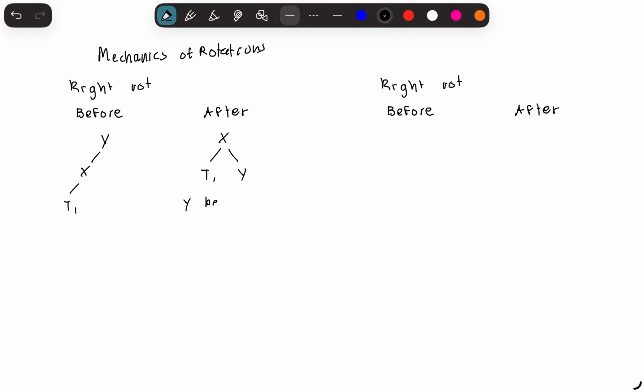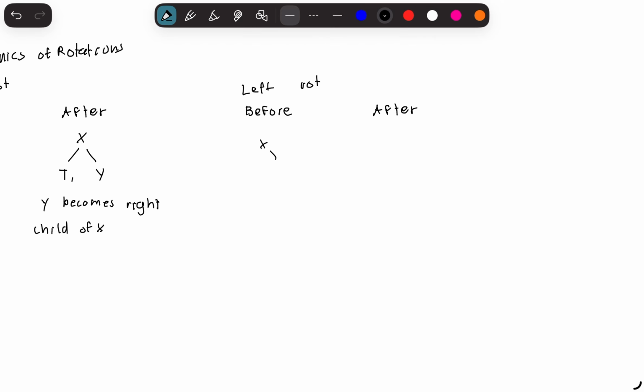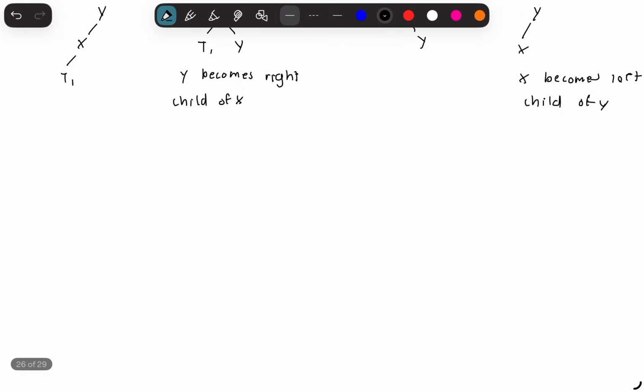Here, Y becomes the right child of X. For a left rotation, you're going to have X, Y. Afterwards, you're going to have Y, X. And here, X becomes the left child of Y. Now let's do an AVL insertion example.